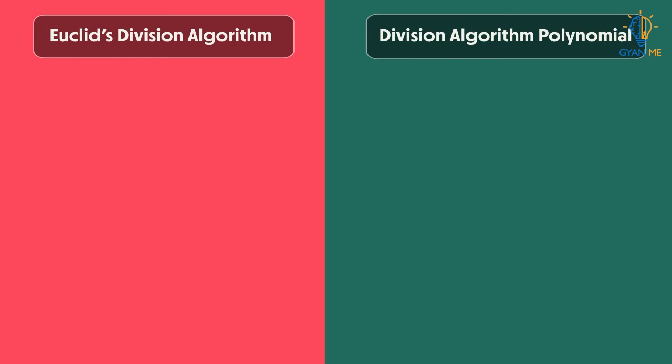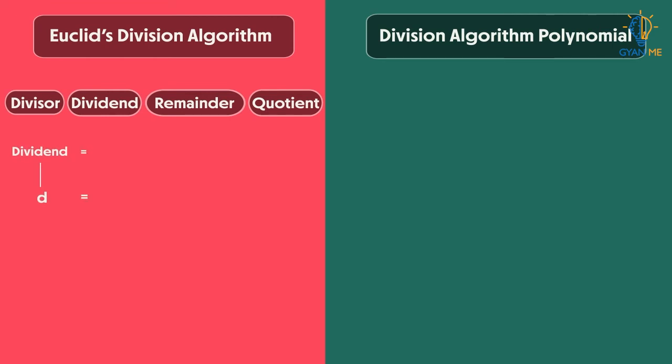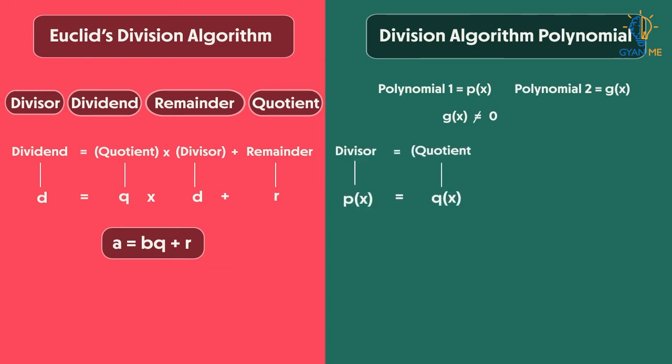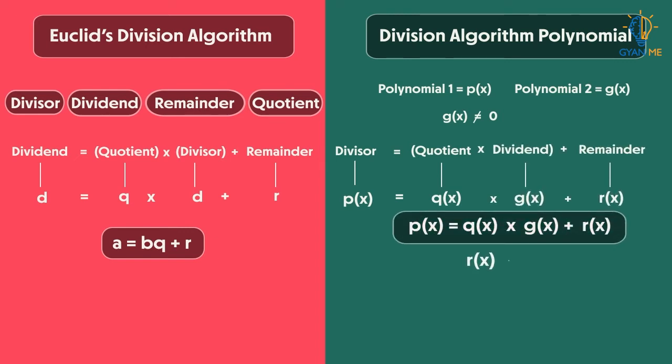To generalize, just like Euclid's division algorithm, we can write a relation for divisor, dividend, remainder and quotient, that is, dividend is equal to quotient into divisor plus remainder. That is, if p of x and g of x are any two polynomials with g of x not equal to 0, then we can find polynomials q of x and r of x such that p of x is equal to q of x into g of x plus r of x, where r of x is equal to 0 or degree of r of x is less than degree of g of x.